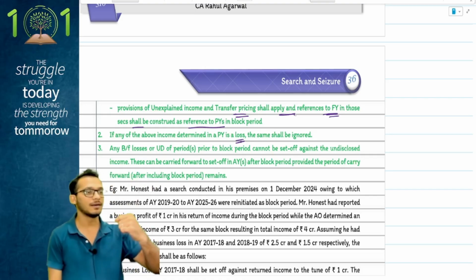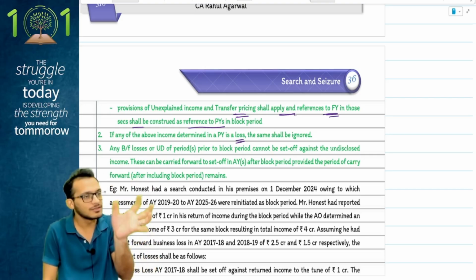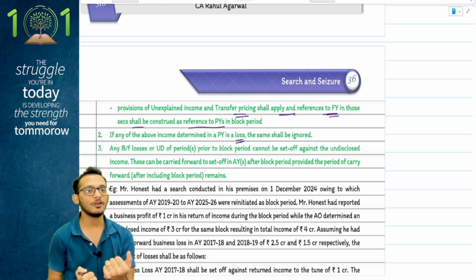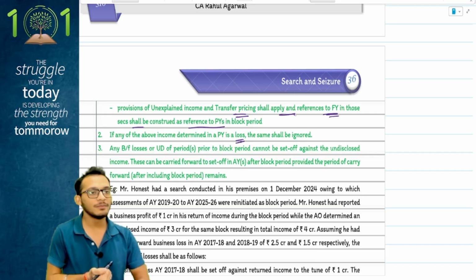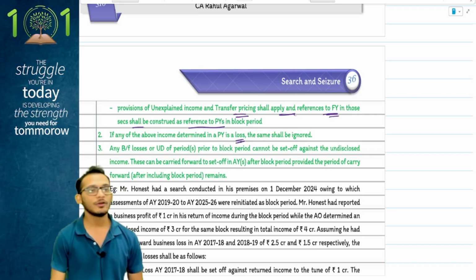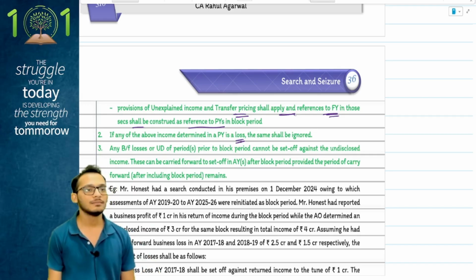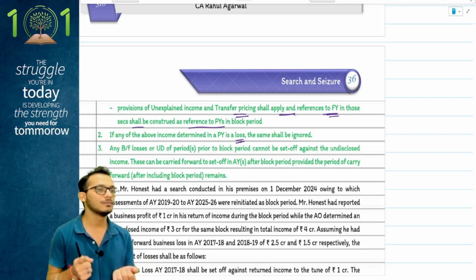Imagine if I have a loss in year 1 and year 2 I have undisclosed income. Can I set off my loss against undisclosed income? If you remember the chapter of set off, last topic of set off, we learned that when you have any income offered to tax during search process, no expenses, exemption, losses can be allowed against those.